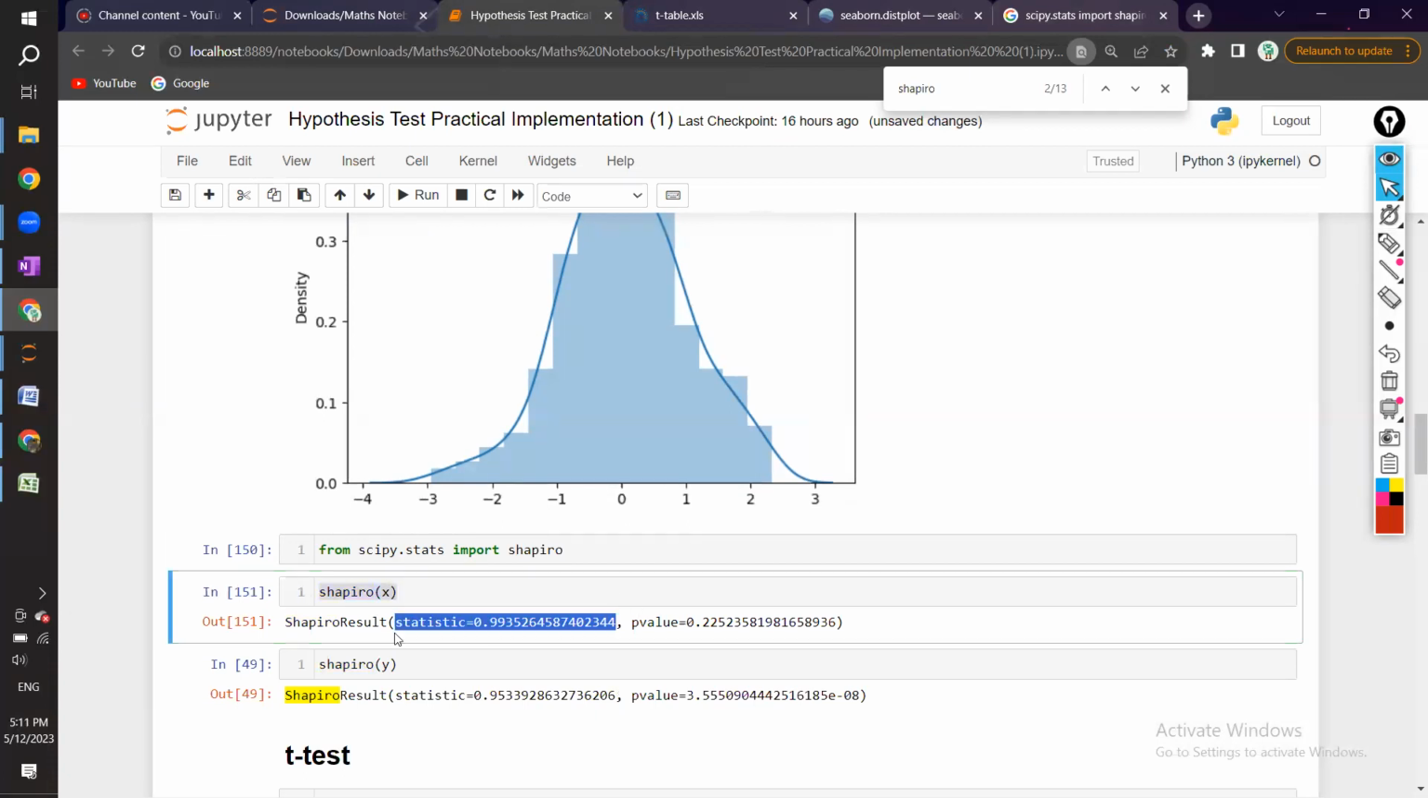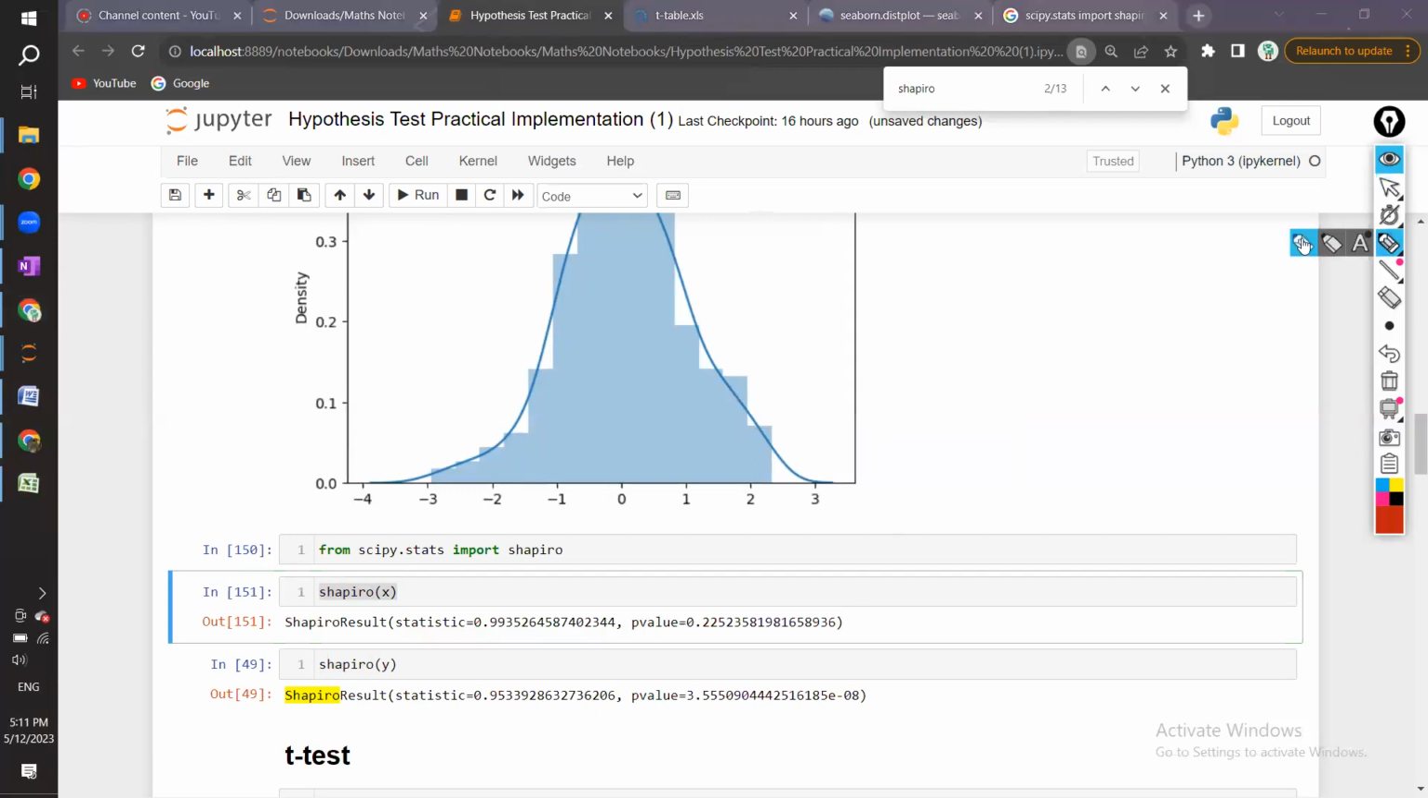You can ignore this statistic, but you need to focus on the p-value. So now see guys, as I said, in the Shapiro test also, it is hypothesis testing.